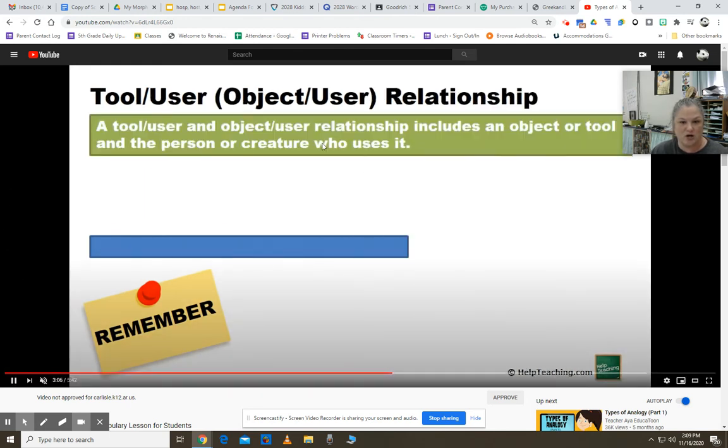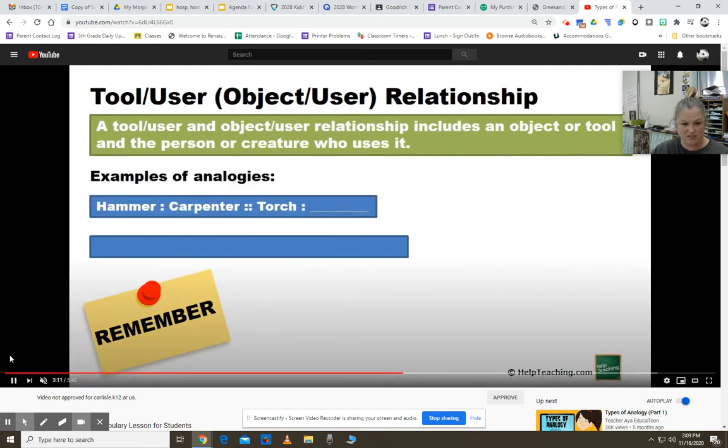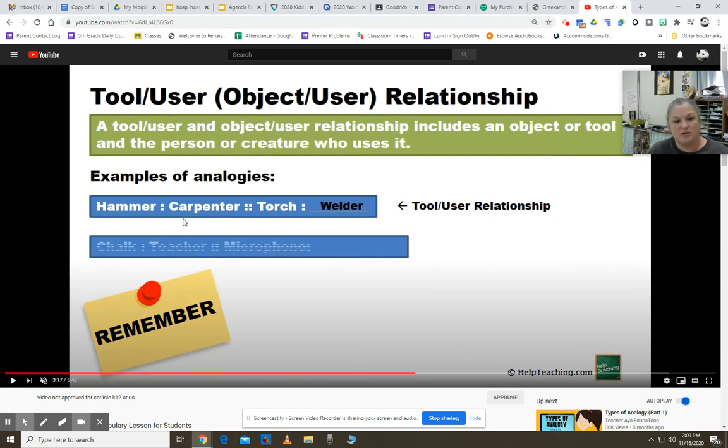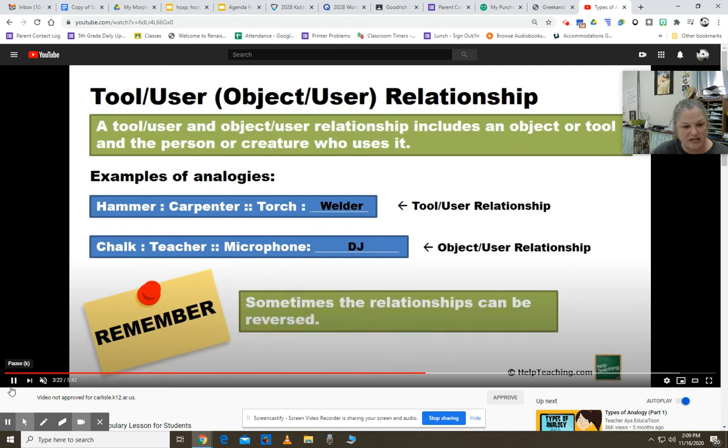This is a tool user or object user relationship. Hammer is to carpenter as torch is to welder. So I want you to look at that for a minute. A carpenter uses a hammer and a welder uses a torch. Chalk is to teacher as microphone is to DJ. Really, teachers don't use chalk anymore, do they? That should probably say something like expo marker is to teacher as microphone is to DJ. A DJ needs his microphone and a teacher needs her chalk or expo marker.